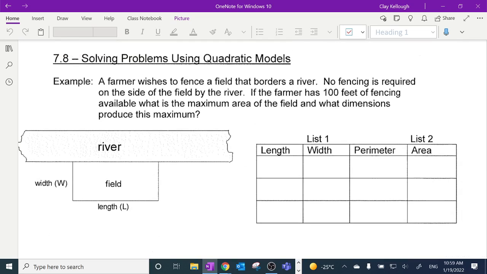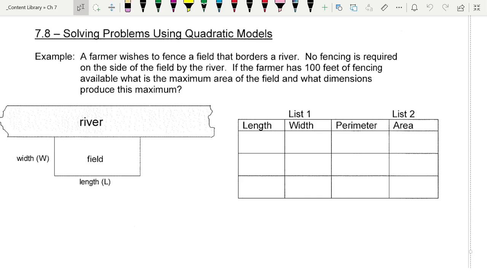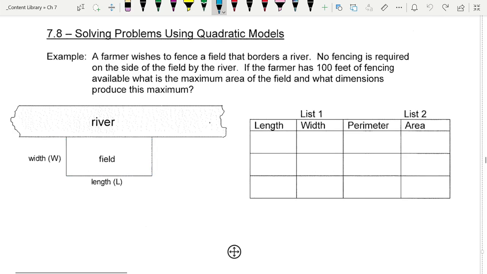So here we go. So first of all, we have a farmer. He wishes to fence a field that borders a river. There is no fencing required on the side of the field by the river. So in other words, he only has to build a fence for this line, and this line. Okay, so those are the 3 lines. I don't want to mess up my picture. So those are the 3 lines.